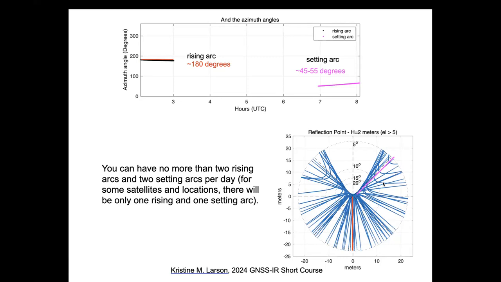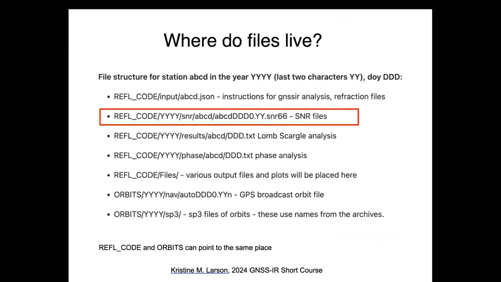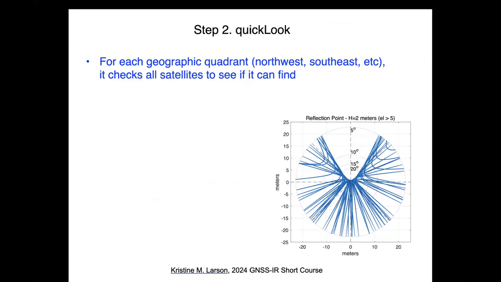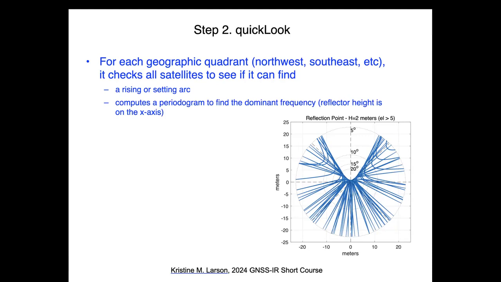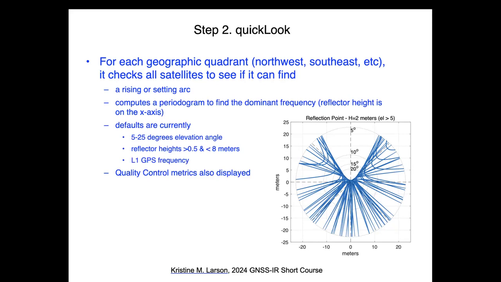All right, so where do the files live? I'm gonna let you read the documentation. The quick look utility that I talked about takes an SNR file and actually estimates the frequency content of it. It looks in 4 different quadrants to kind of give you a sense of where things are. It computes a periodogram for all the rising and setting arcs that it finds. It has some defaults that aren't for sea level. Remember, this code is for snow, soil moisture, and sea level. And those may not be the values you want, but you can modify them. So I'm just telling you what it does.